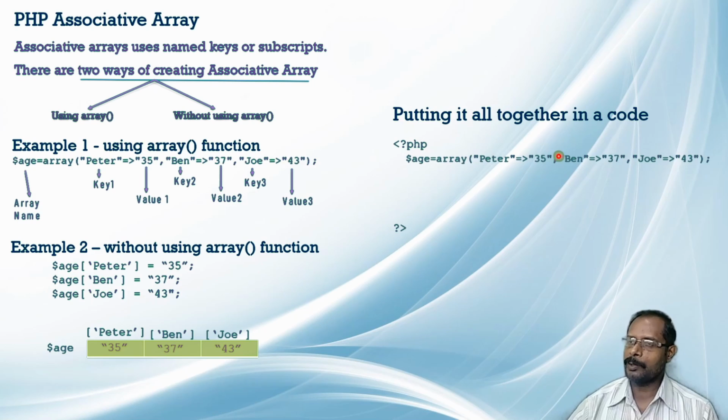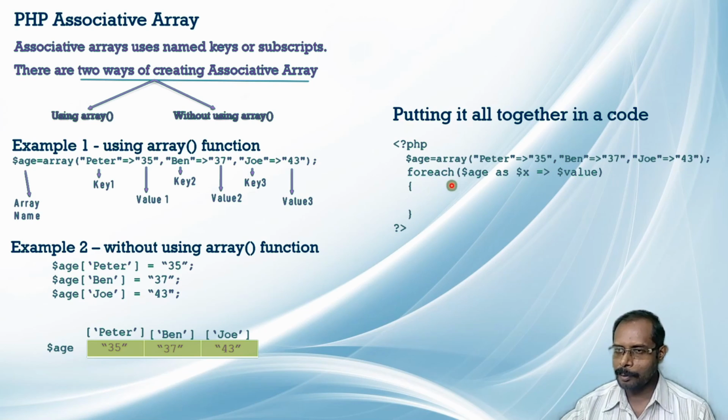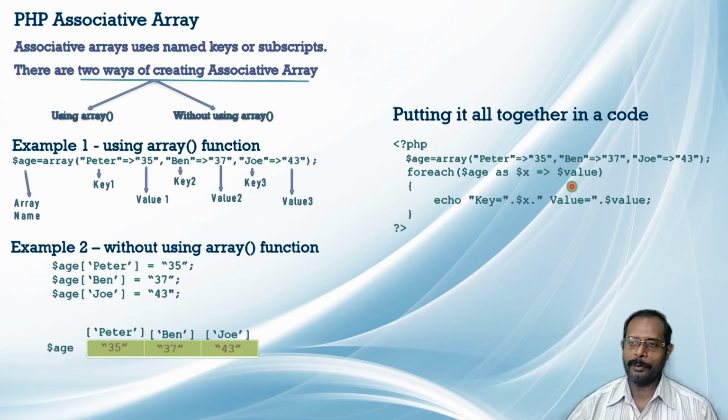After that I'm going to use a special for loop called the foreach loop. So take a closer look at this. foreach, $each, this is the name of the array, as $x, this is going to hold the key, and $value is the variable that is going to hold the value of each and every key. Within this loop I am going to echo both the key as well as the value like this.